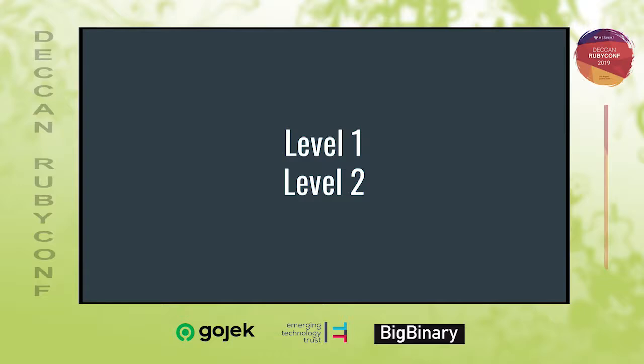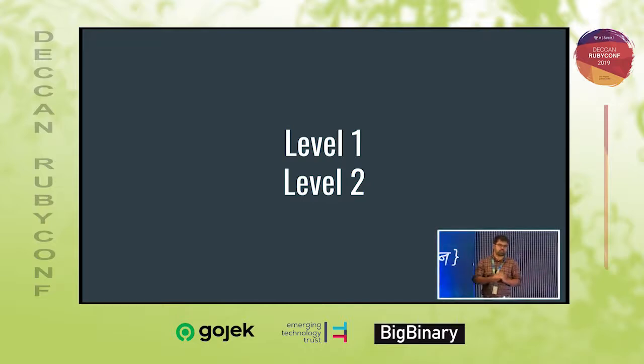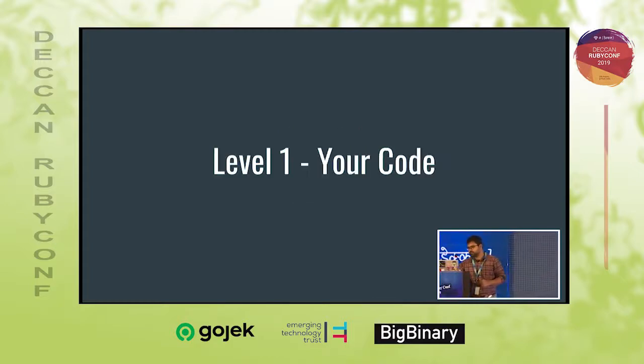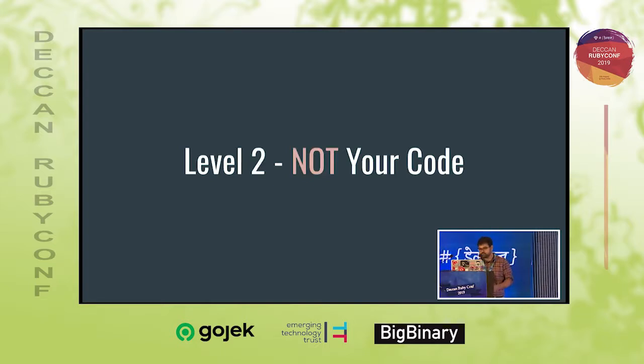So, going to Ruby debugging. There are two parts that I have devised, which you should look at. First is level 1, and second is level 2. Level 1 is basically your code, your Ruby code. If level 1 is your code, you can guess what level 2 is, right? Basically, not your code.